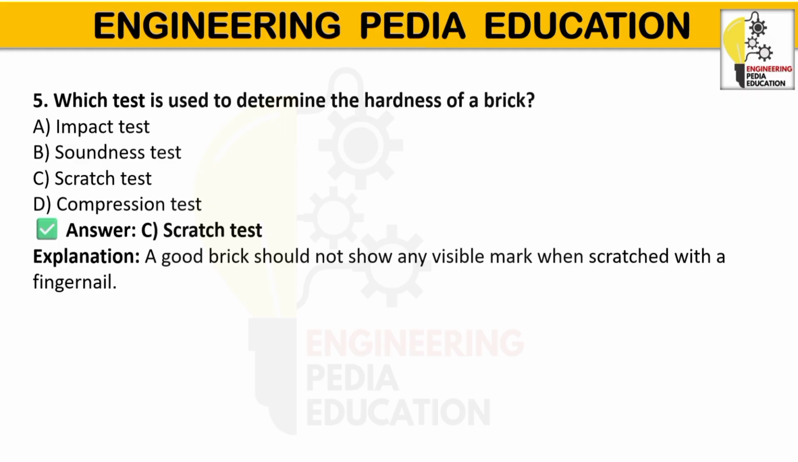Which test is used to determine the hardness of brick? Impact test, soundness test, stress test, compression test. So the correct answer is scratch test. A brick should not show any visual mark when scratched with a fingernail. So in the scratch test we scratch a brick, and if it shows any visual mark, it is not good to use, and if it does not show any visual mark, it is good to use.